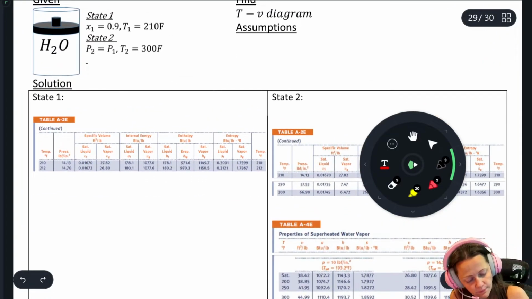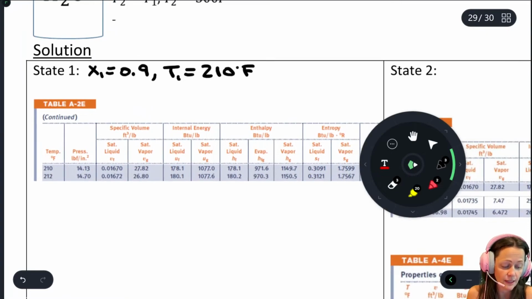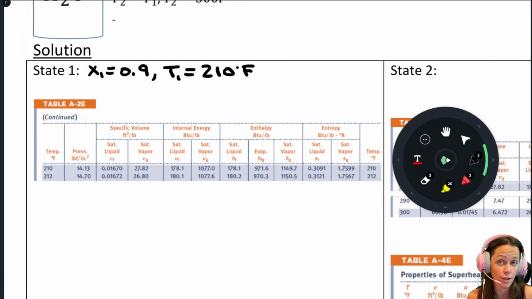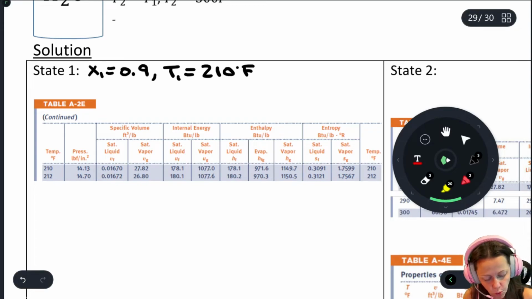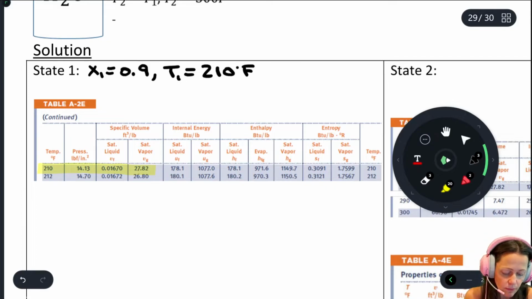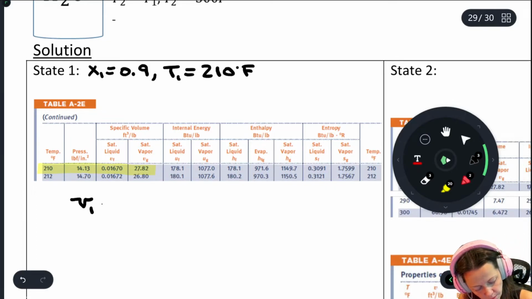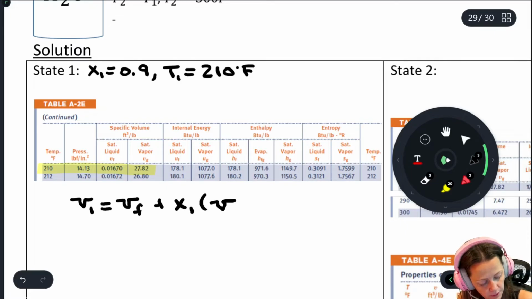So state 1, I know the quality and T1, 210 degrees Fahrenheit. At state 1, it is clearly going to be saturated because I have a quality. Quality has no meaning if it's not saturated. So I'm going to go to my saturated tables organized by temperature, and I have a column for 210, so that's great. My specific volume is going to be V sub F plus my quality times V sub G minus V sub F.